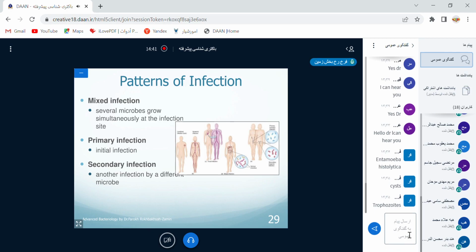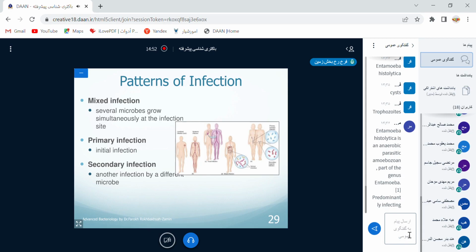So if we receive cysts of Entamoeba histolytica in our intestine, all cysts change to trophozoites, and Entamoeba histolytica trophozoites can attack the intestinal wall with bleeding, and diarrhea, and mostly with dysentery. So what is this? This is a primary infection.